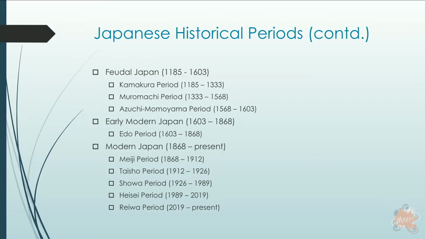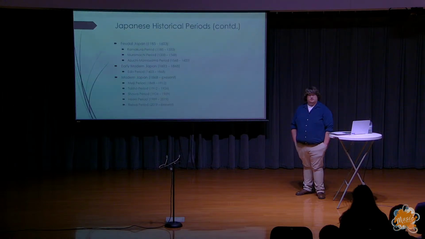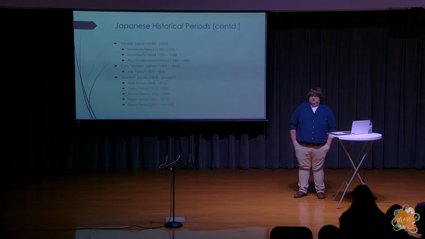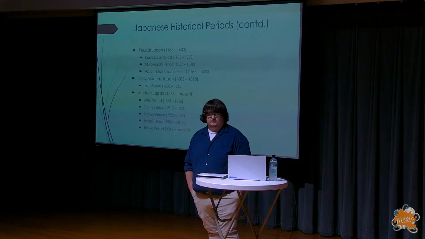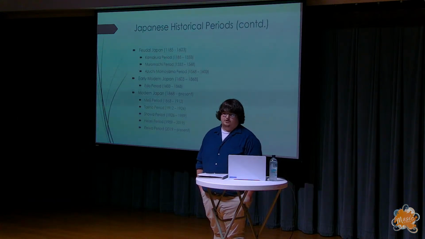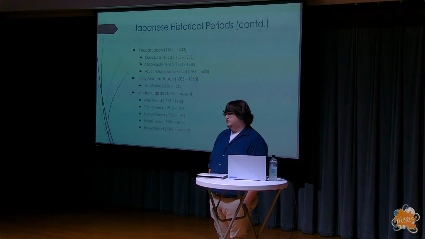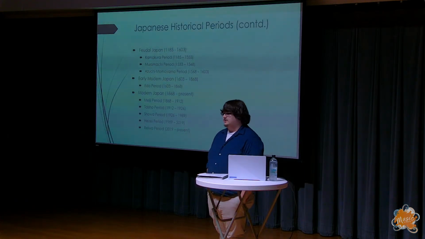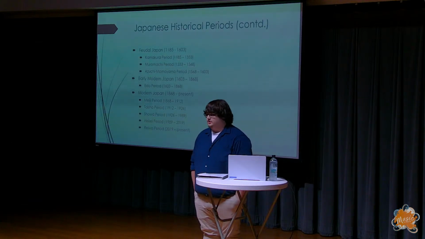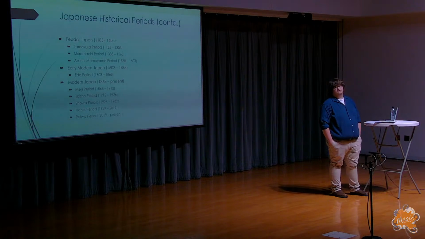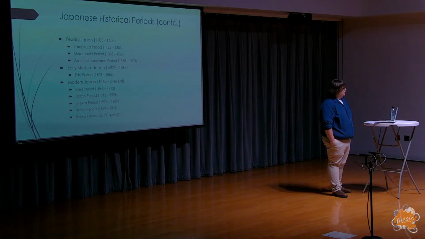Into early modern Japan, 1603 to 1868. That is only one period. We'll get into why that's important a little bit later on. The Edo period is where the feudalism kind of stops a bit, but there's still a lot of division of land. And then modern Japan, 1868 to the current day, is made up of the Meiji period from 1868 to 1912, the Taisho period from 1912 to 1926, the Showa period from 1926 to 1989, the Heisei period from 1989 to 2019, and then the Reiwa period, which began just 5 years ago, which we are still currently in.